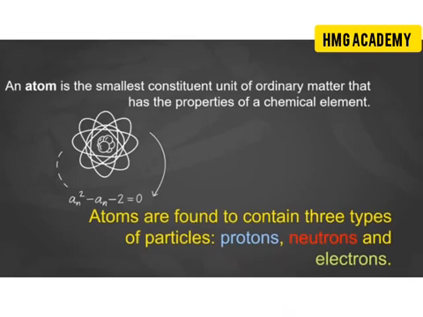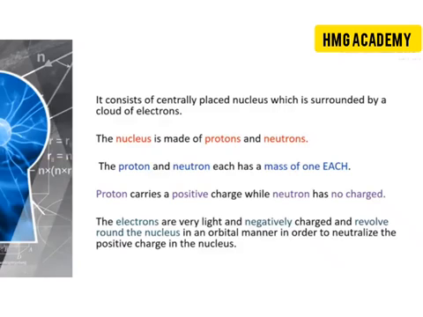An atom is the smallest constituent unit of ordinary matter that has the properties of a chemical element. Atoms are found to contain 3 types of particles: the protons, neutrons, and electrons. So, let's try and describe the atom. It consists of a centrally placed nucleus, which is surrounded by a cloud of electrons. The nucleus is made of protons and neutrons.